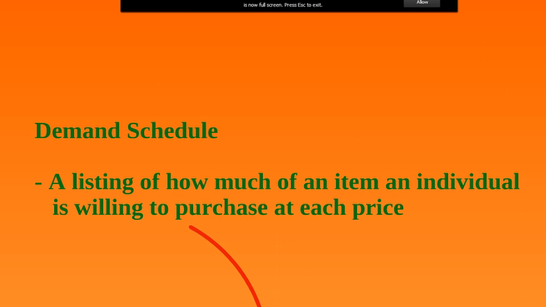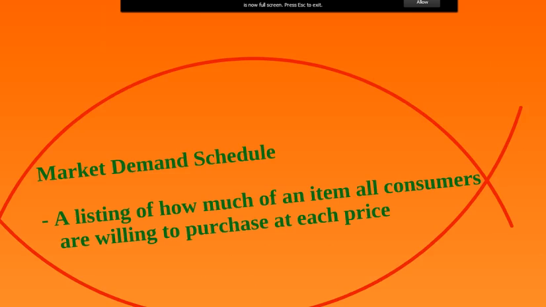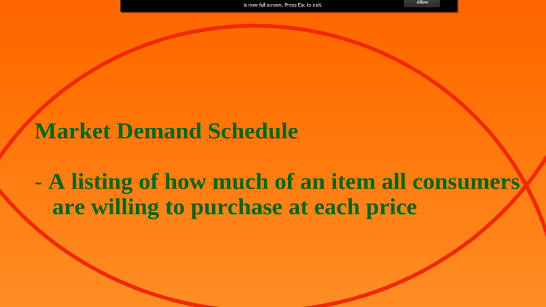Now, a demand schedule is a listing of how much of an item an individual is willing to purchase at each price. Your demand schedule might be different from somebody else's. You might be willing to purchase something at a higher price than somebody else. And then we have the market demand schedule, which is a listing of how much of an item all consumers are willing to purchase at each price. This is something that businesses will look at when they're deciding how to price an item that they're selling.